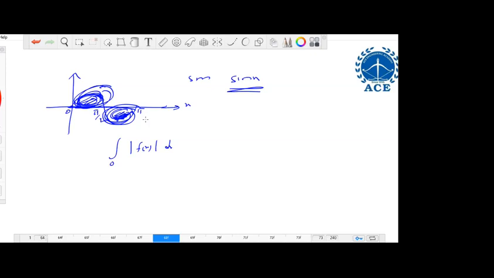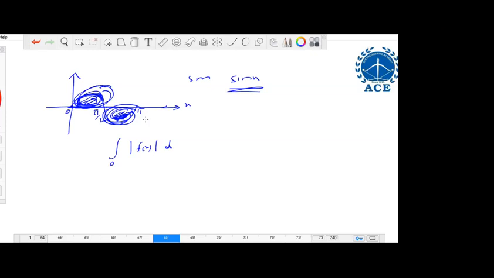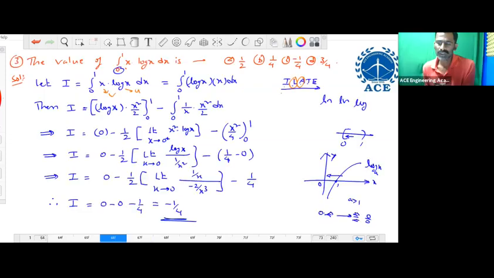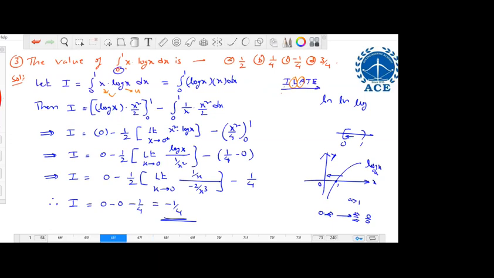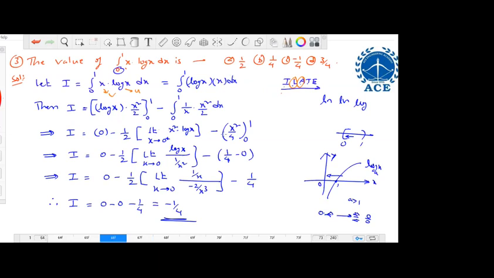Sir, one more doubt, sir. In the last problem, sir, this one. Yes, sir. Sir, here I have not understood the third step, sir. Actually, log 0 value does not exist, right, sir? Yeah. Then also you took 0 as the answer, sir.